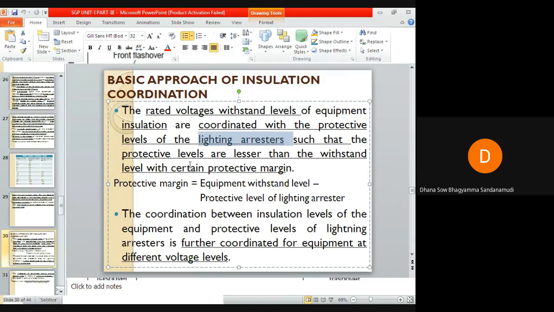Now, whenever insulation is provided to both the equipments, the equipment which is to be protected and the equipment which will protect, the equipment which is to be protected can be a transformer, generator or a motor. The equipment which protects is the lightning arrestor or circuit breaker. Till now we didn't discuss anything about circuit breakers. We have discussed only lightning arrestors, so better we discuss lightning arrestors.